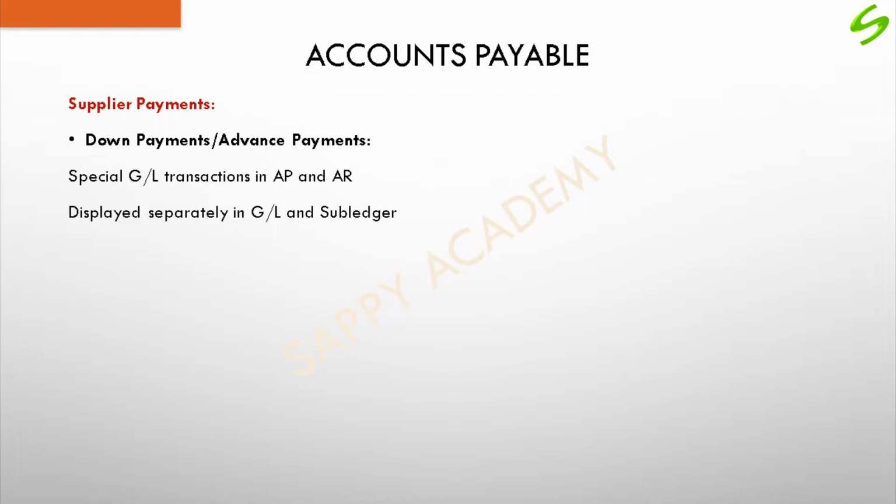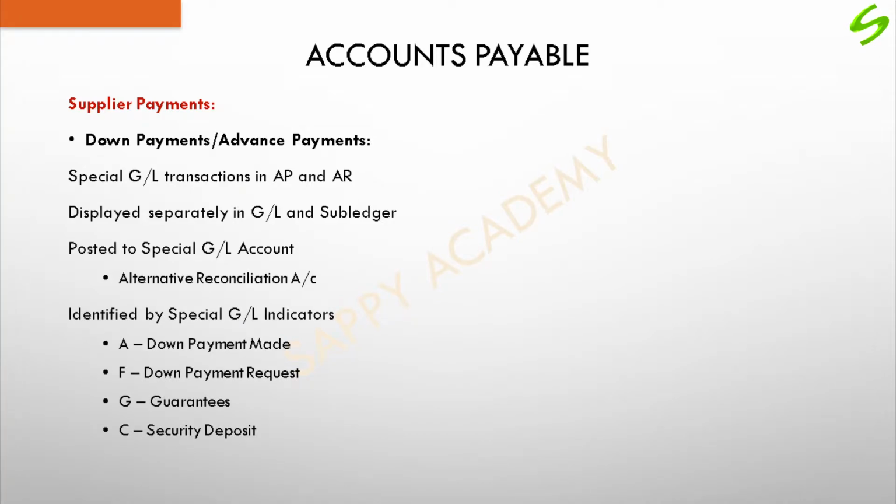We have seen in the vendor line item report that we have to select a checkbox which says special general ledger transactions. These special general ledger transactions are posted to a special general ledger account, which is also known as an alternative reconciliation account. These transactions are identified by special general ledger indicators. For example, A for down payment made, F for down payment request, G for guarantees, C for security deposits.